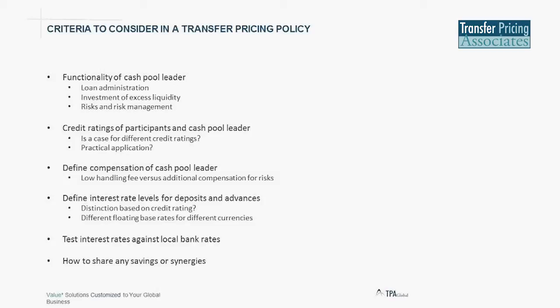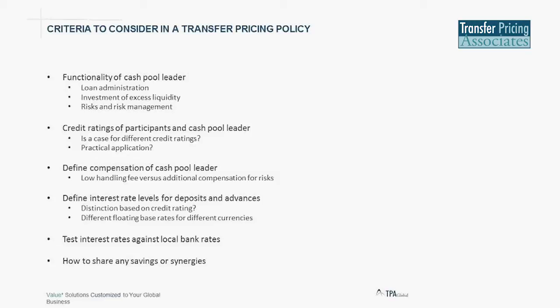Second, consider if the creditworthiness of the cash pool participants and the cash pool itself is something that should have an impact on interest rates. Then define the compensation of the cash pool leader. Typically, that will be a compensation that is built into the spread, consistent with the services chapter of the OECD transfer pricing guidelines, and then the spread might vary with the functionality.